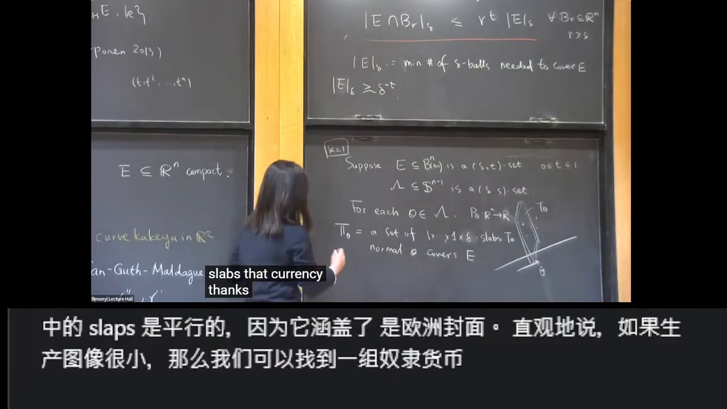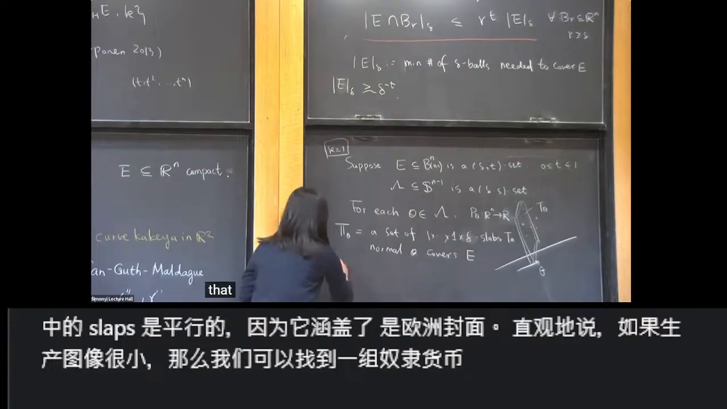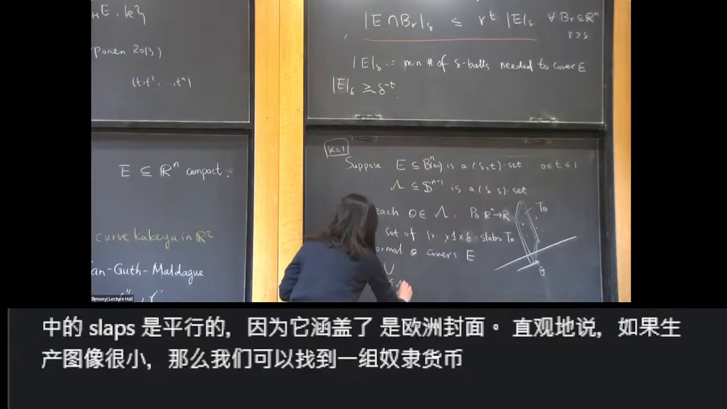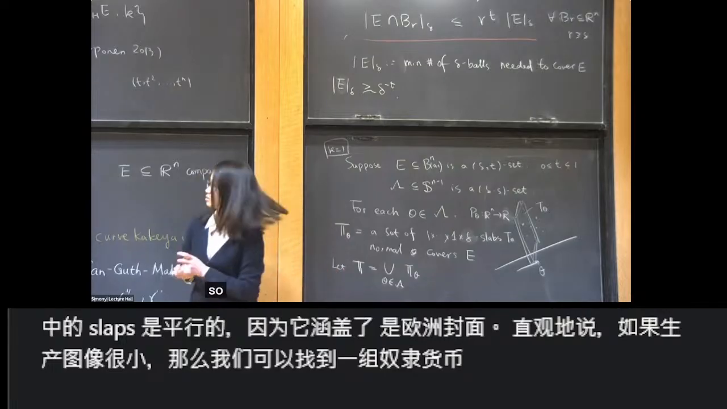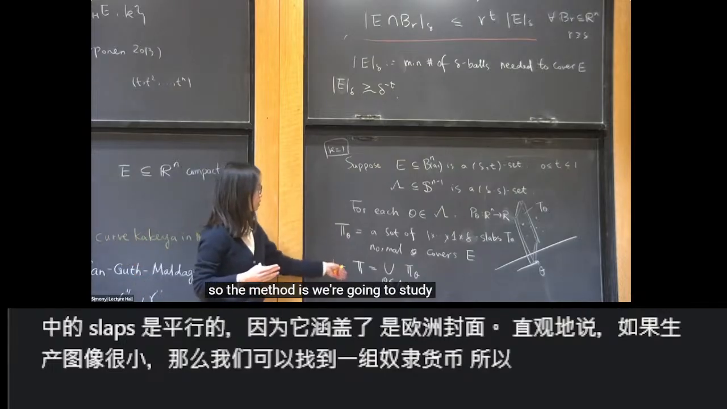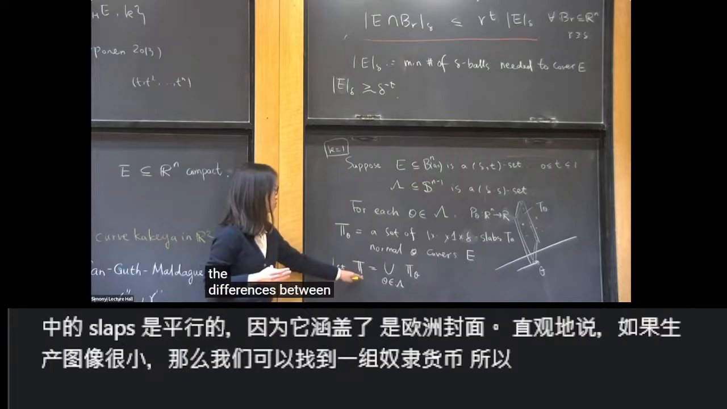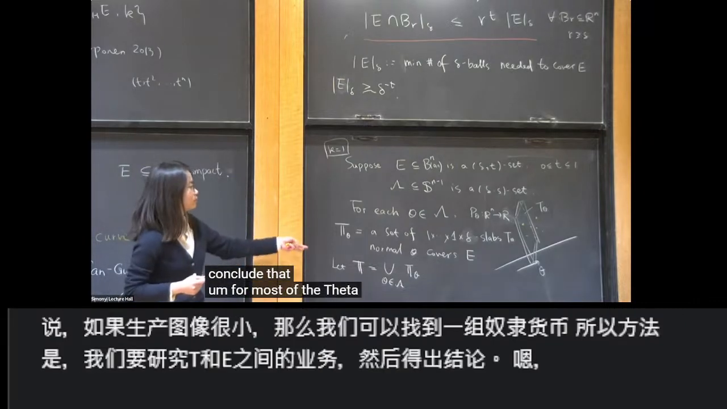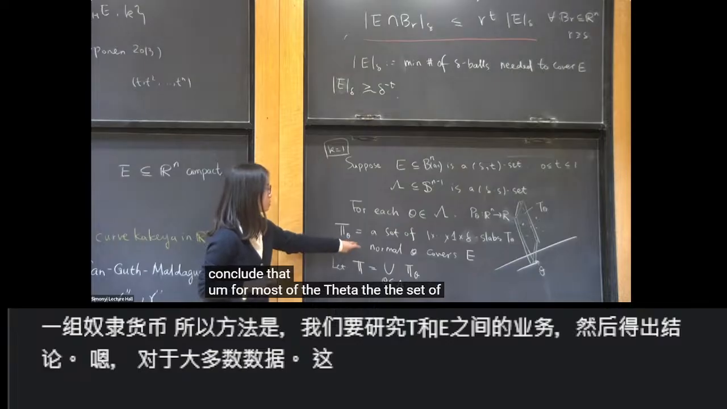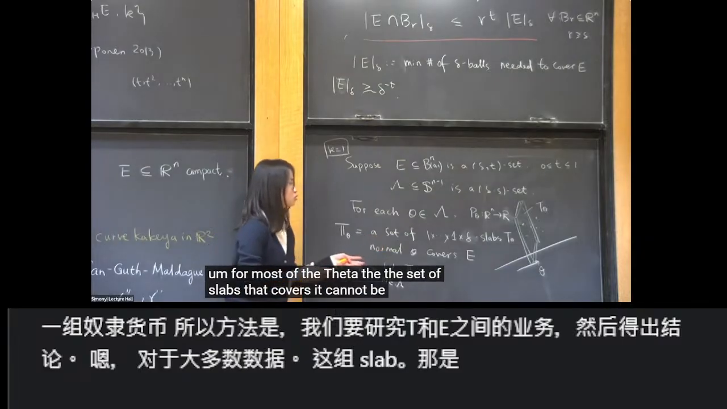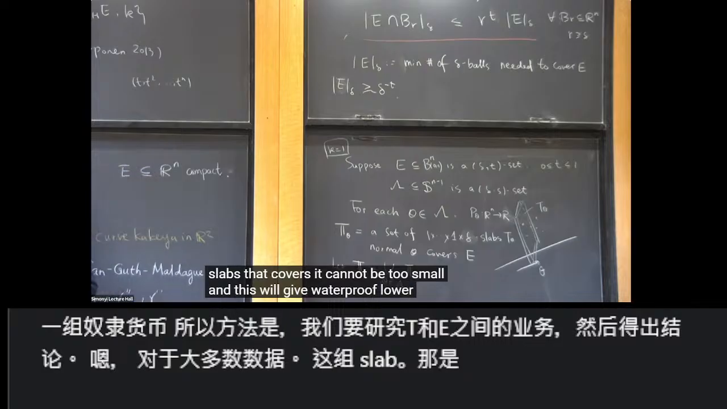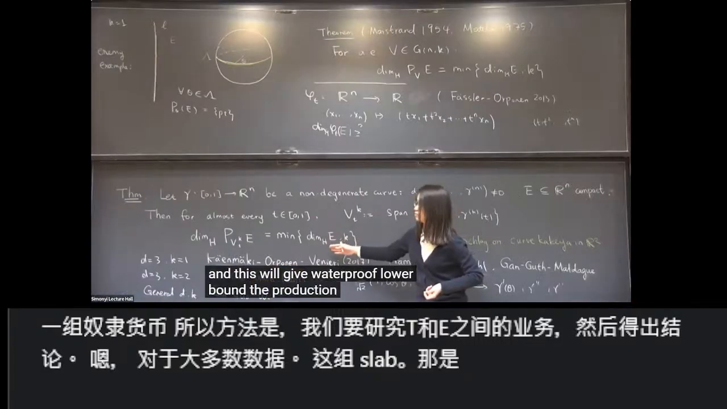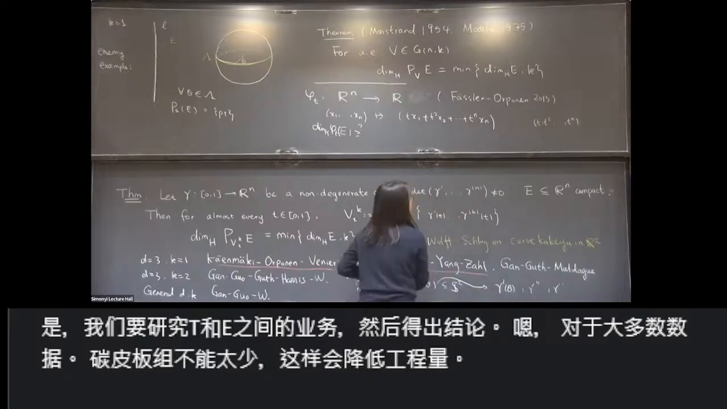And then the number of the slabs. So the method is we're going to study the incidences between this T and E and conclude that for most of the theta, the set of slabs that covers E cannot be too small, and this will prove a lower bound of the projection image. Okay.